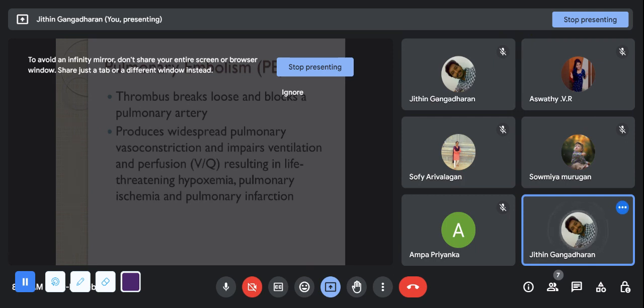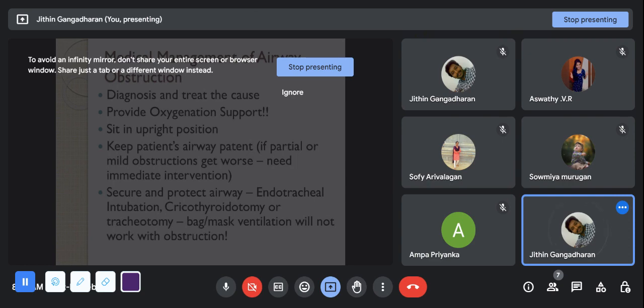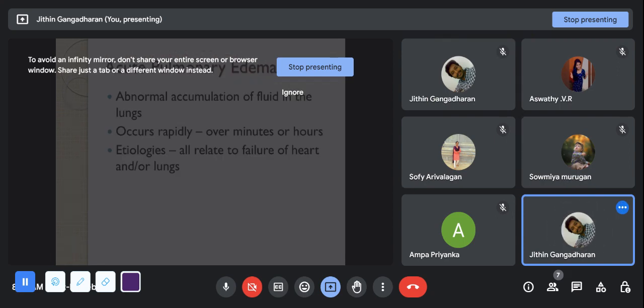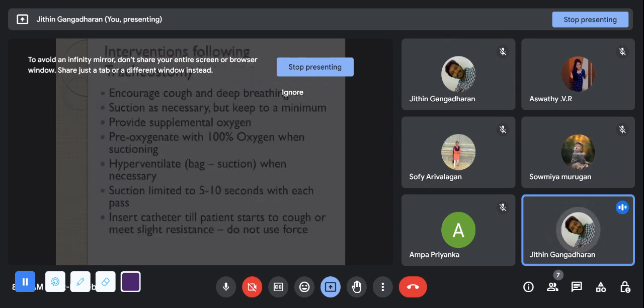And what is the management? Anticoagulant and thrombolytic therapies, the same as we do with the cardiovascular system. And if the emboli is large, if possible, we'll do the embolectomy. These are the things which we are using. I'm not going to teach you practical things.